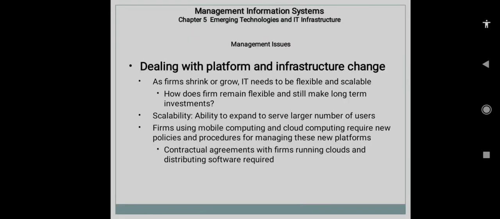Dealing with platform and infrastructure change. As firms shrink or grow, they need to be flexible and scalable. How does a firm remain flexible and still make long-term investments? Scalability is the ability to expand to serve a larger number of users. Firms using mobile computing and cloud computing require new policies and procedures for managing these new platforms. So, contractual agreements with firms running clouds and distributing software are required.